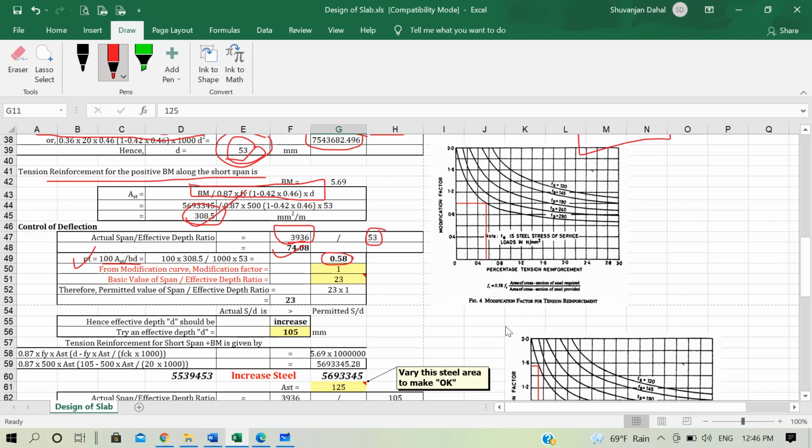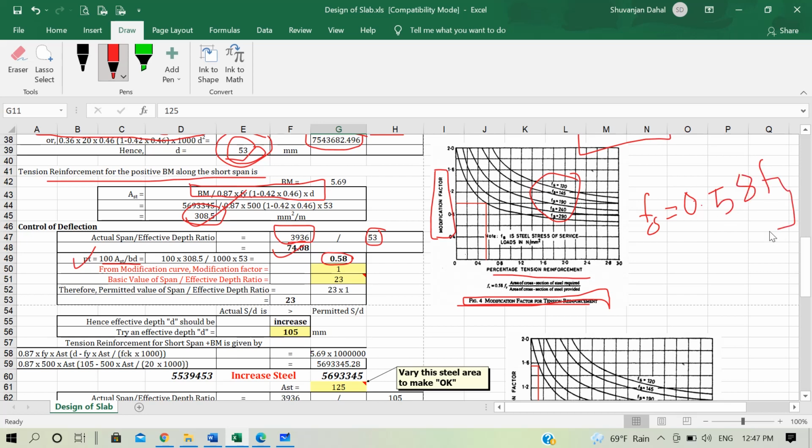In that lecture we discussed the modification factor for tension reinforcement, which was given in figure 4 of IS 456. There you had a graph with percentage of tension reinforcement on the x-axis and modification factor on the y-axis. We have calculated the percentage of tension reinforcement to be 0.58, and now we have to determine the modification factor. To determine the modification factor, here are various graphs of fs. fs means the steel stress in service loads, and that fs is calculated as 0.58 into fy.